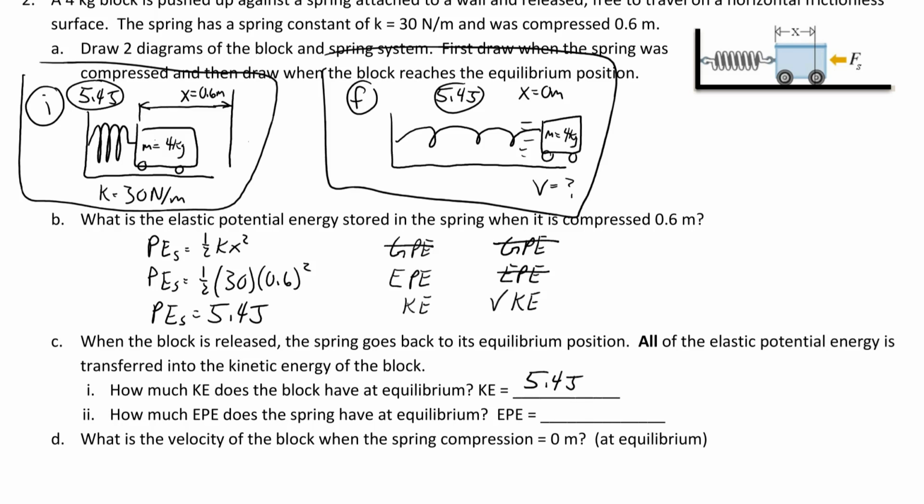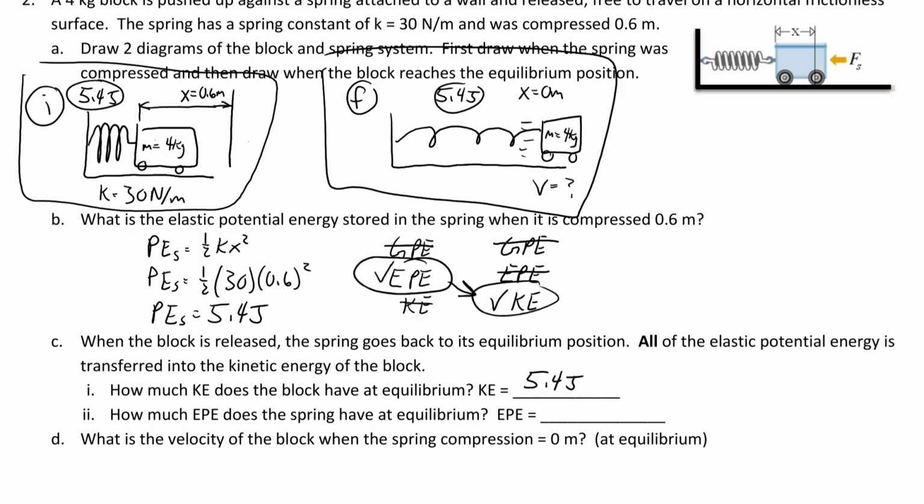It wasn't a certain height above the ground, so there was no gravitational potential energy, but there was potential energy in the form of elastic potential energy. The spring was compressed from equilibrium a certain distance, 0.6 meters. Was it moving? No, you compressed it and then you just held it there, so there's no kinetic energy. So all of this elastic potential energy is being transferred into kinetic energy.